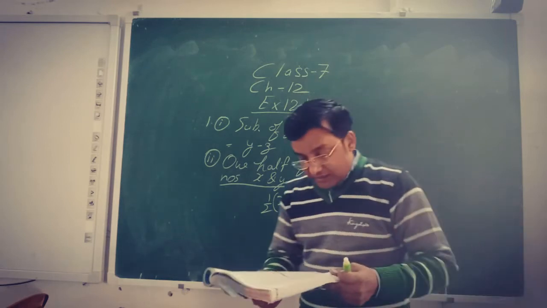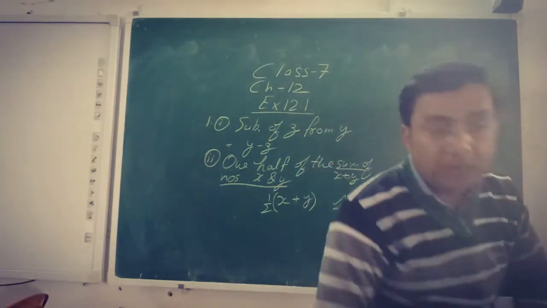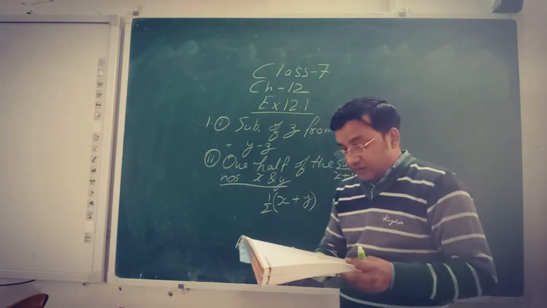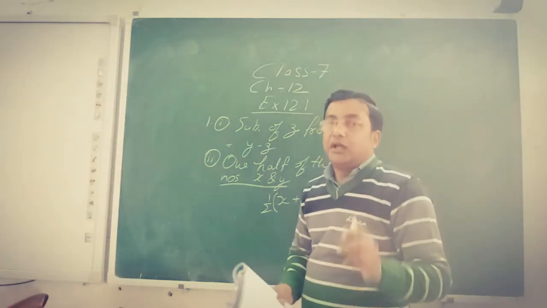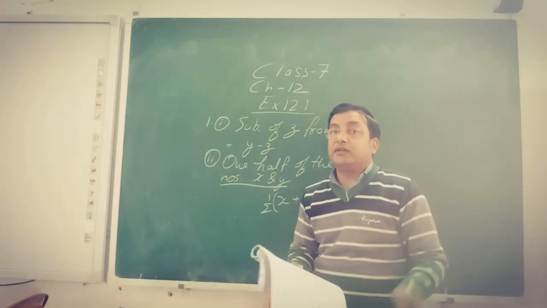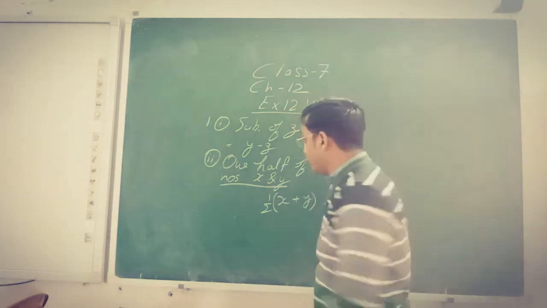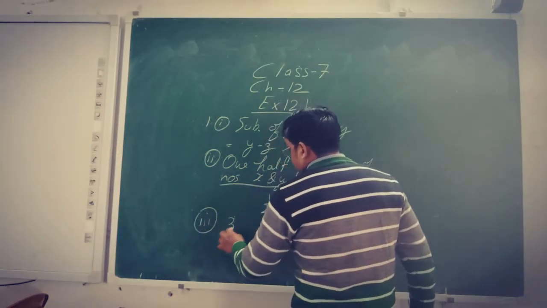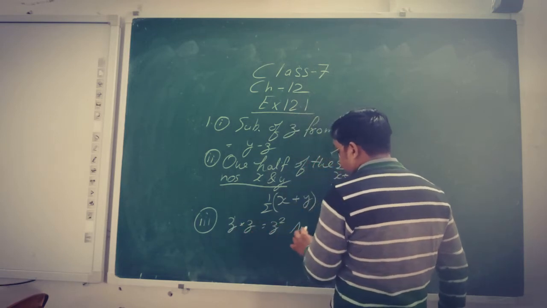Now let's do question number 3. In question number 3, it is given the number z multiplied by itself. It's very simple. A number z is given and you have to multiply it by itself. Itself is z again. So z multiplied by z, that is z square. This is your answer.